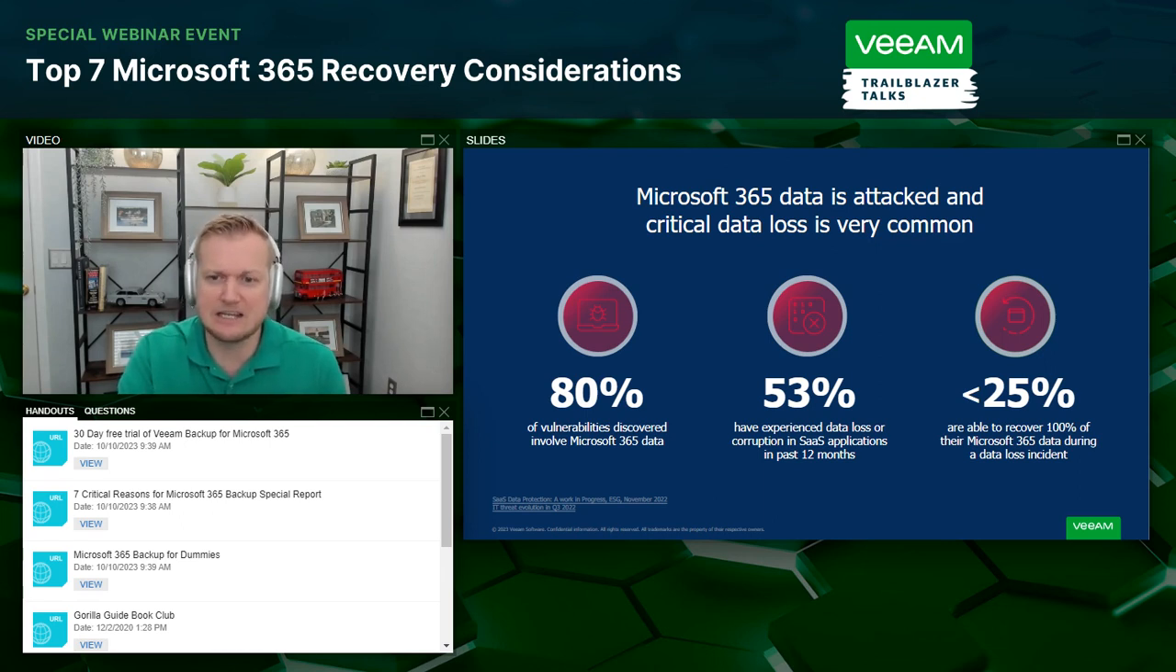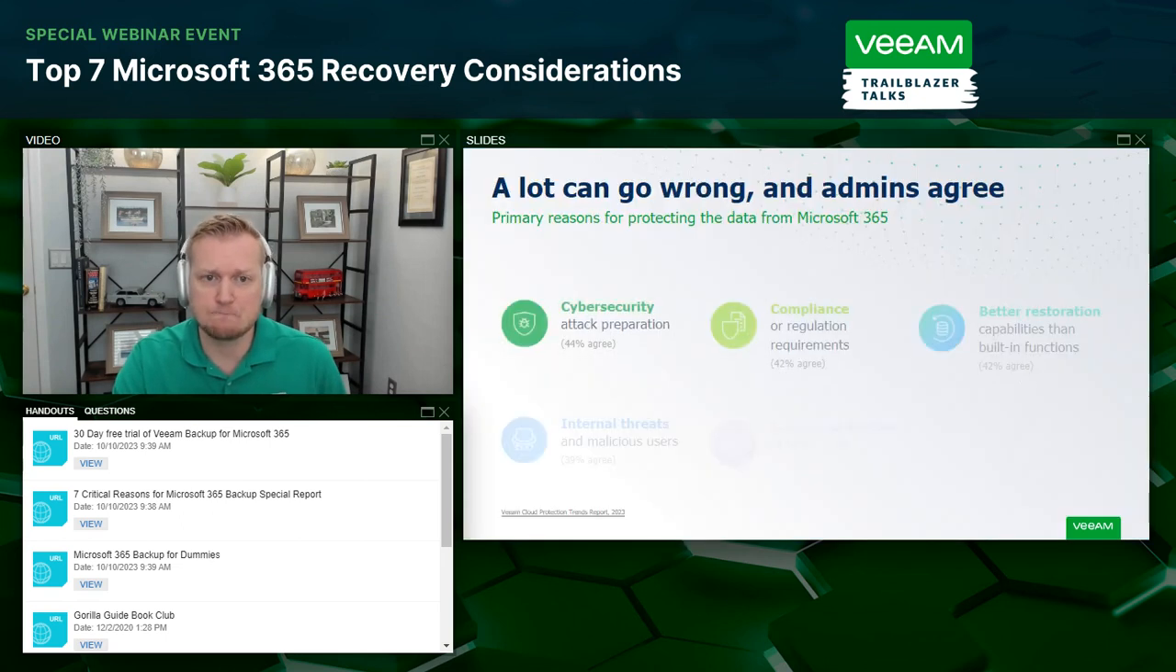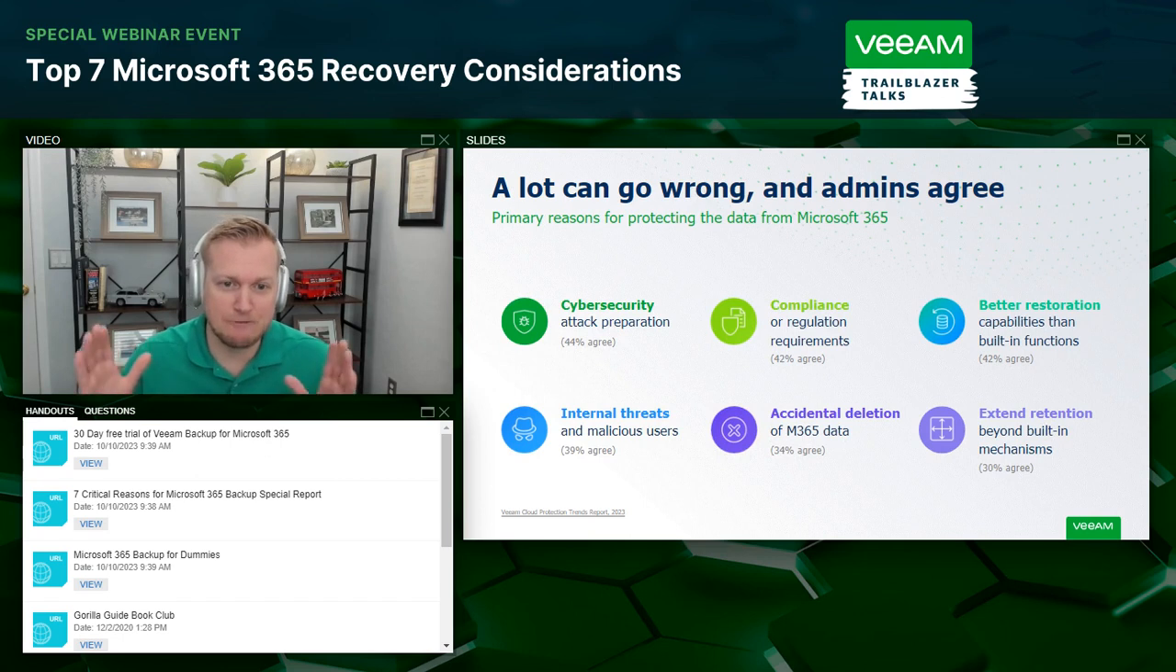And lastly, less than 25% are able to recover 100% of their Microsoft 365 data following an incident, whether that's because they didn't have the right backup solution in place or didn't have a backup in place to begin with. So again, the market as a whole is saying very clearly: yes, you absolutely need to protect this data. And of course, Microsoft is coming out with its own first-party backup solution as well, which is a very clear indication that yes, we need to protect this critical data and have recovery capabilities. Now, the good thing is, smart folks like you on the call today understand this, right? So a lot can go wrong. Admins agree.